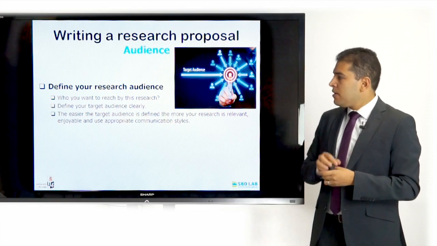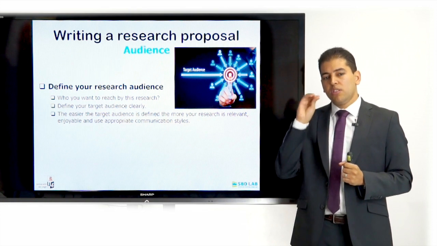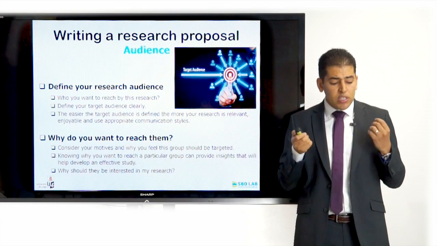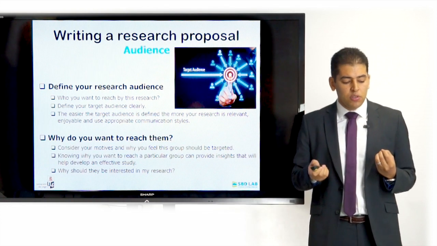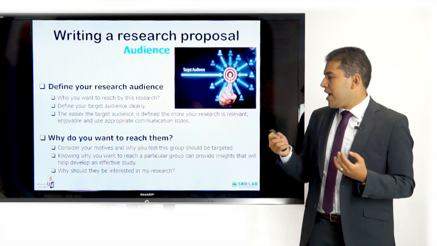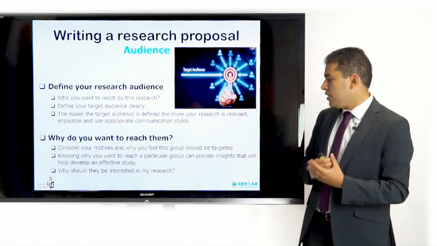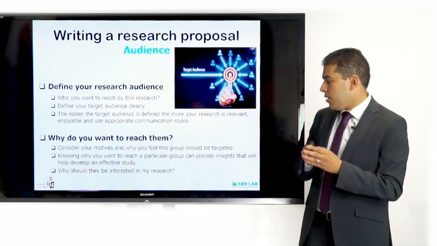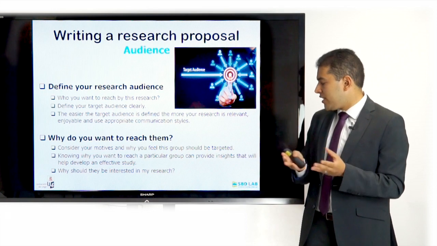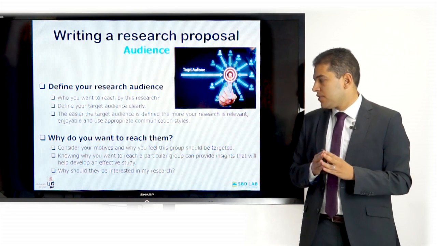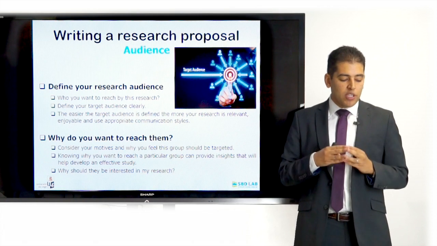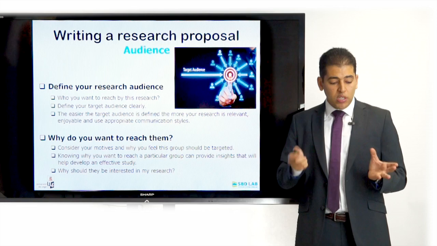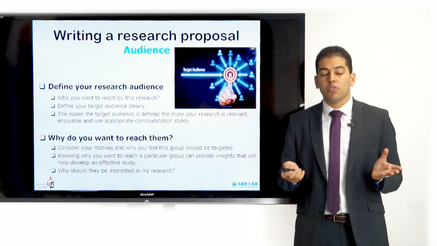So therefore, make sure always what is the audience of your research, get in contact with these people, and as I told you, why you have to reach those people, because you have to consider your motives and why you feel this group should be targeted. You have to know why you want to reach a particular group, and you should provide insight that will help develop an effective study. And you should say also, why should they be interested in my research? This is very important. Once you define that, you can start your research now.